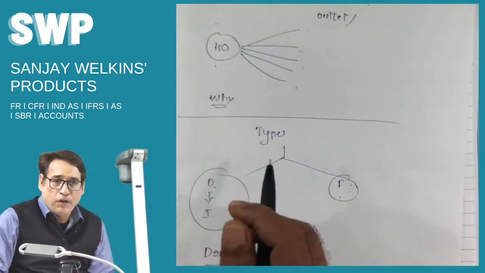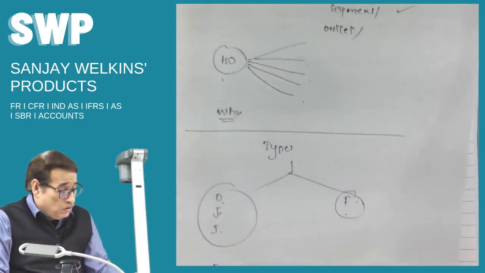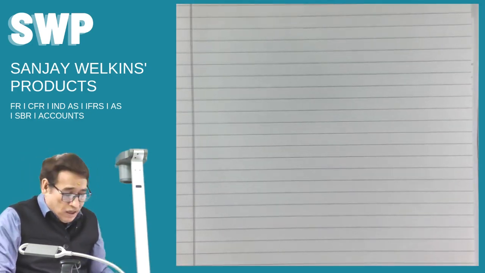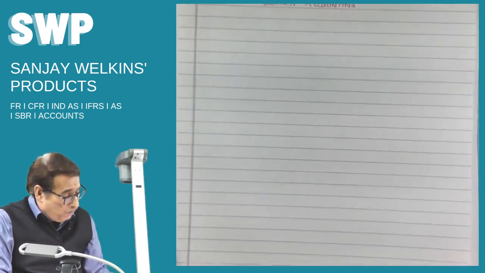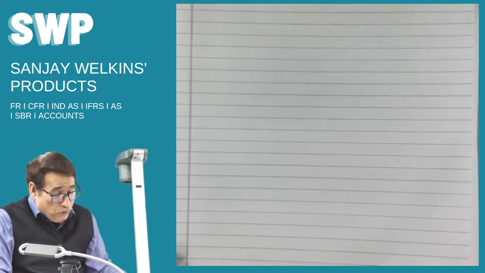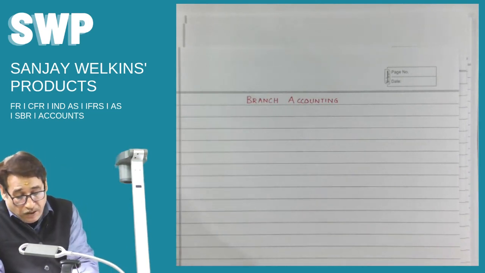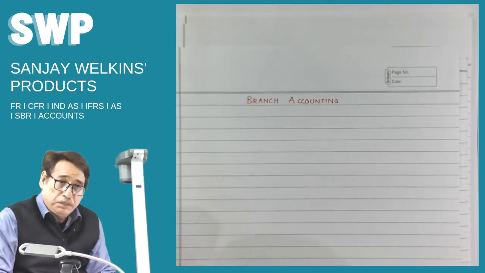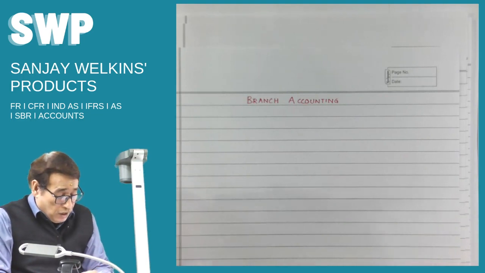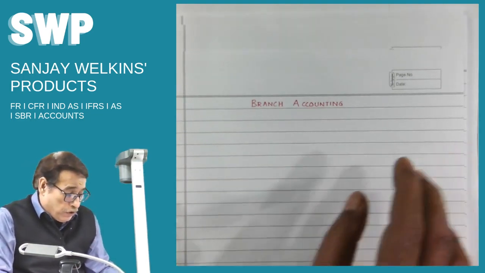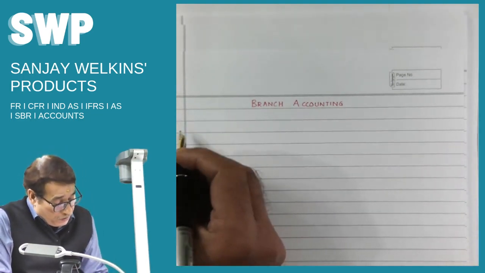So after having a bird's eye view of this particular chapter, now we come to the main part. Whatever I said, as you know, I have a habit of writing each and everything. So now we move over to the other part first, and then we will move further. So branch accounting: I simply put up a very simple question, what do we mean by branch?